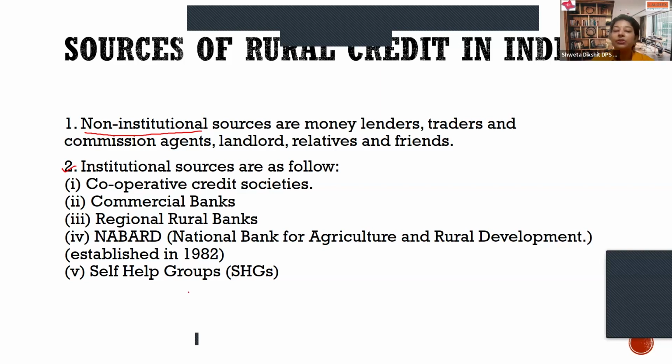Children, as I promised you, there are multiple one markers you'll come across. One of them is NABARD. What is the full form of NABARD? National Bank for Agriculture and Rural Development. When was it established? It was established in the year 1982. This is a very, very important one marker.